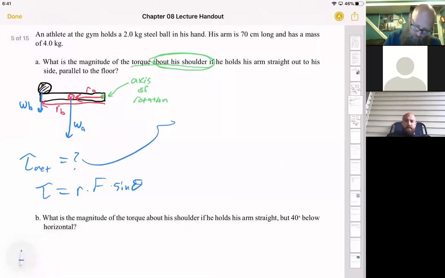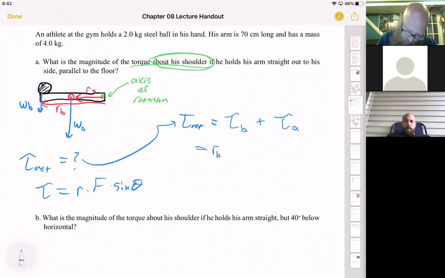Let's do one more line here, maybe two more lines. So tau net is tau for the ball plus tau for the arm. It's important to include the arm here because it's twice the mass of the ball. Even if you're just holding your arm out, your shoulder is experiencing some torque due to that. So I need R ball times the weight of the ball times sine of 90, plus R for the arm times the weight of the arm times sine of 90.